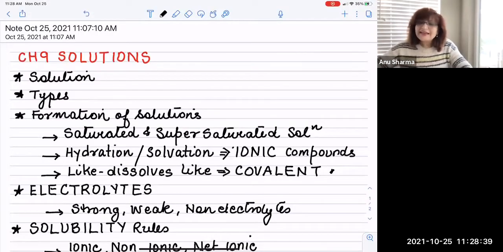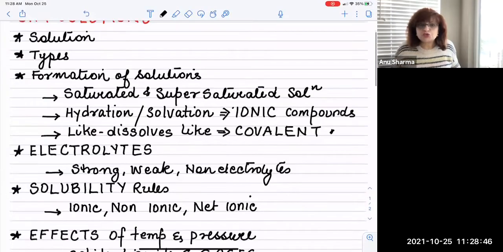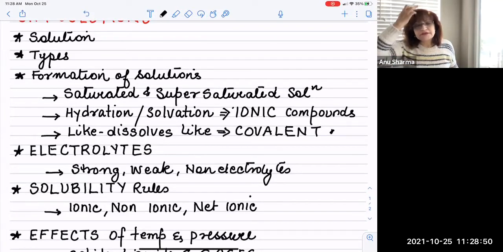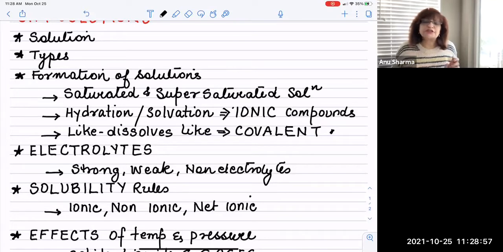Hi guys. Okay, so let's look at this chapter on solutions. Today we are going to cover, first of all, what solutions are, the different types of solutions, then the formation of solutions, how solutions are formed, the concept of saturated, unsaturated, and supersaturated solutions, and then the hydration or solvation of ions in the case of ionic compounds, and the like-dissolves-like concept in the case of covalent compounds.